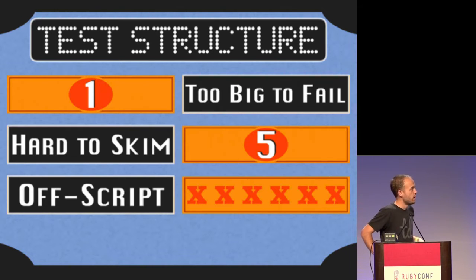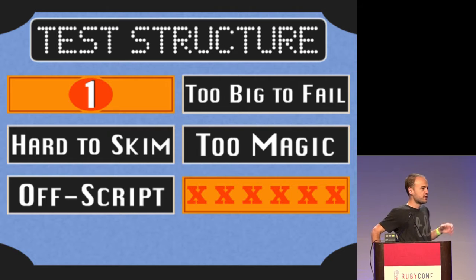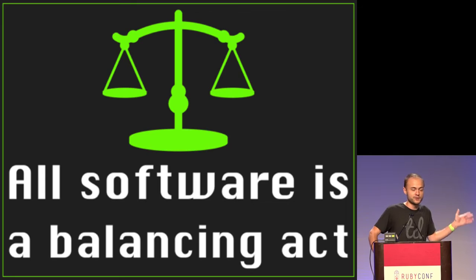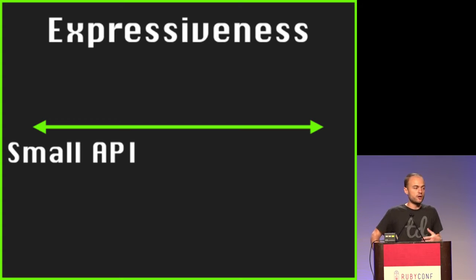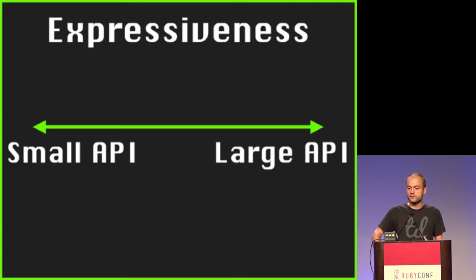All right, next up, let's talk about tests that are too magic. A lot of people hate tests that are too magic, or not magic enough, as it turns out, because all software is a balancing act, and test libraries are no different. Expressiveness of our testing APIs exists along a spectrum. Smaller APIs are generally slightly less expressive than things that have a larger API, because they have more features, but you have to learn those features.